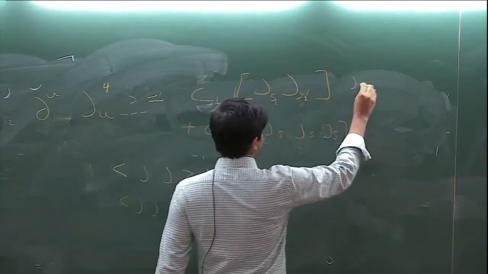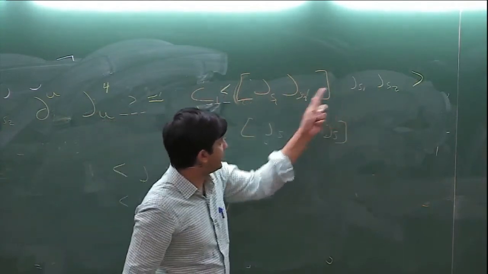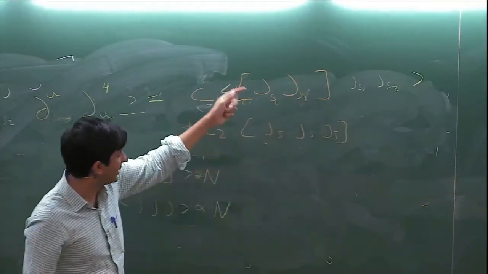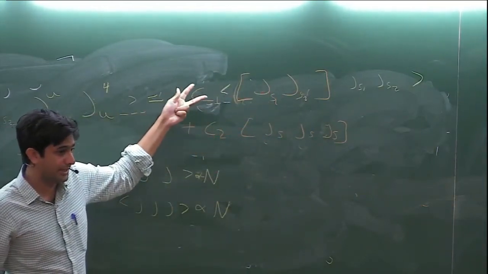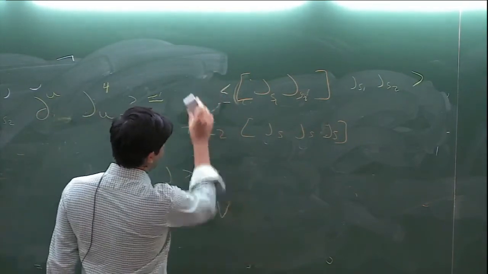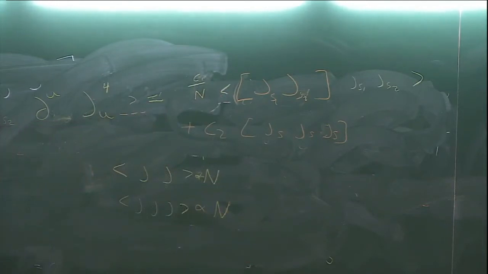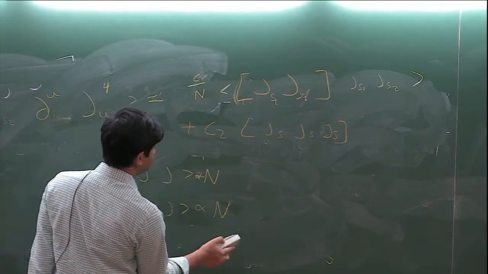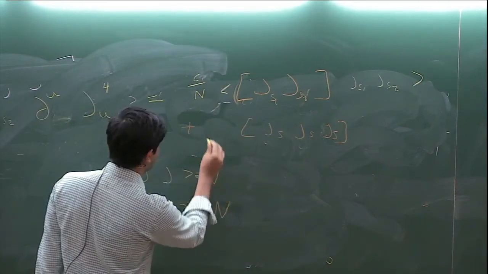On this side, if I calculate this, this 4-point function factorizes into 2 2-point functions, so I get an n squared. And that means C1 has to be order 1 by n. Okay, so C1 here is, well, let's call it C1 by n. And similarly, you can argue that C2 has to be order 1 by n squared.